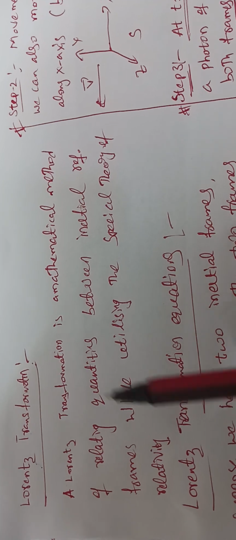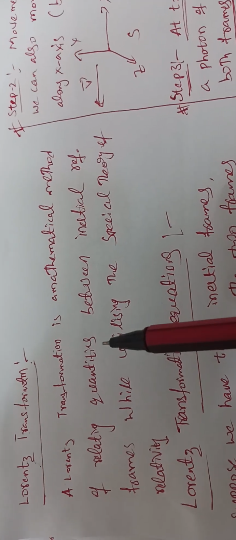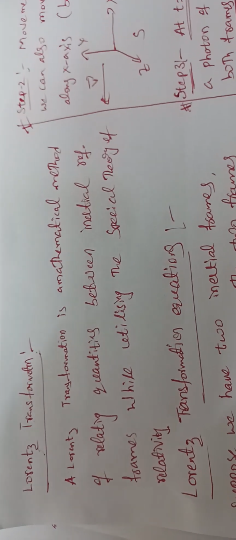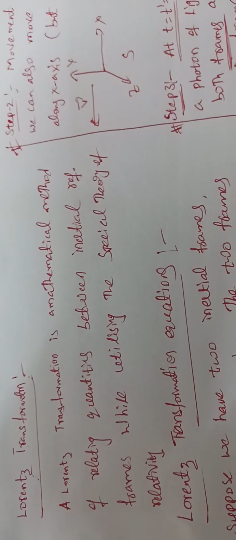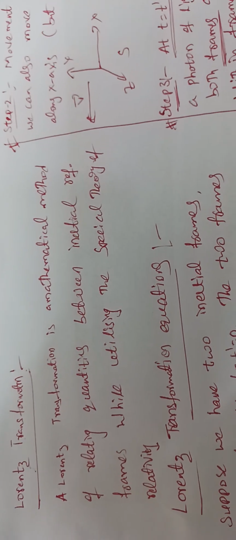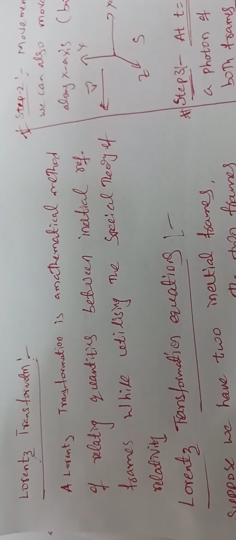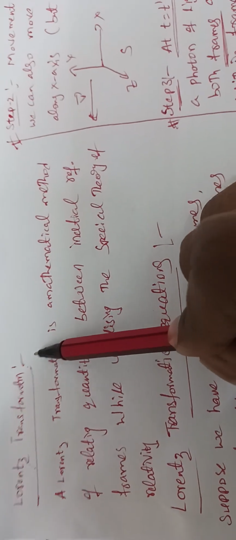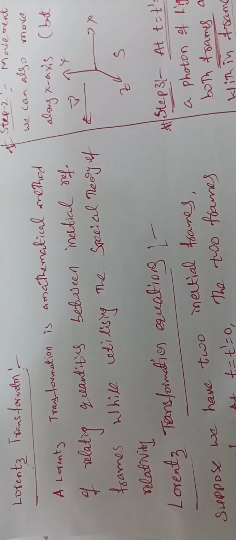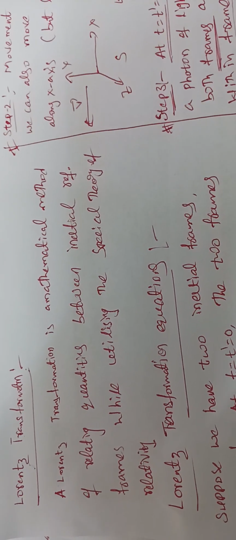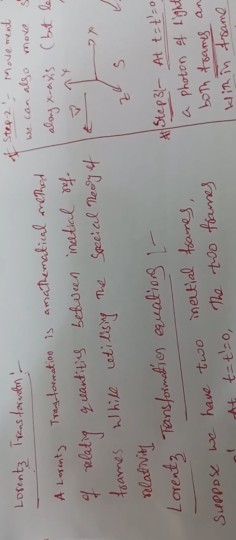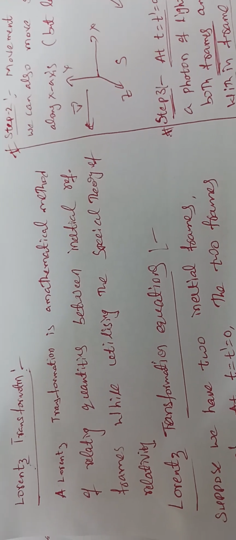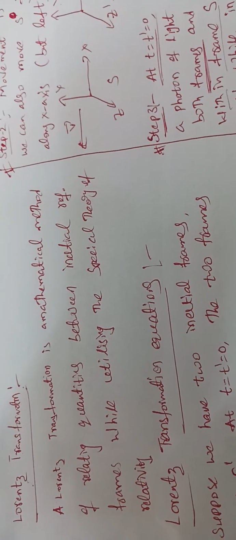You might have heard of the Galilean transformation. Transformations are nothing but the expressions which we use in equations to tell a relation between two quantities or two entities. Now the Lorentz transformation which we are discussing is a mathematical method of relating quantities between inertial frames, utilized with respect to the special theory of relativity.